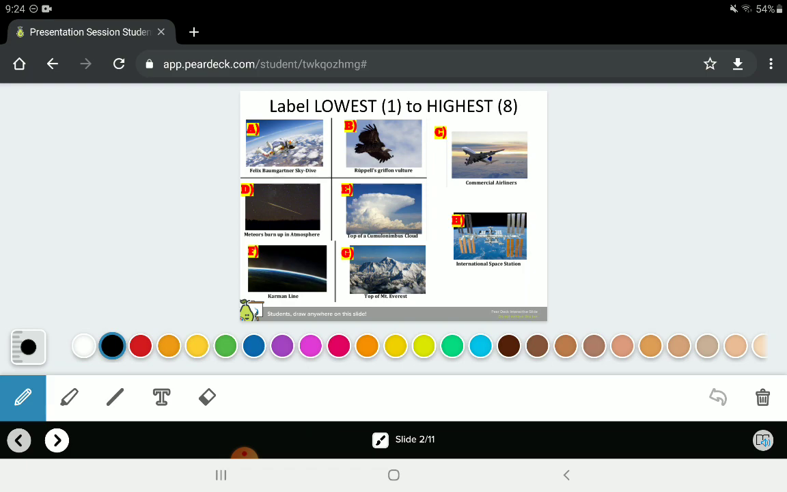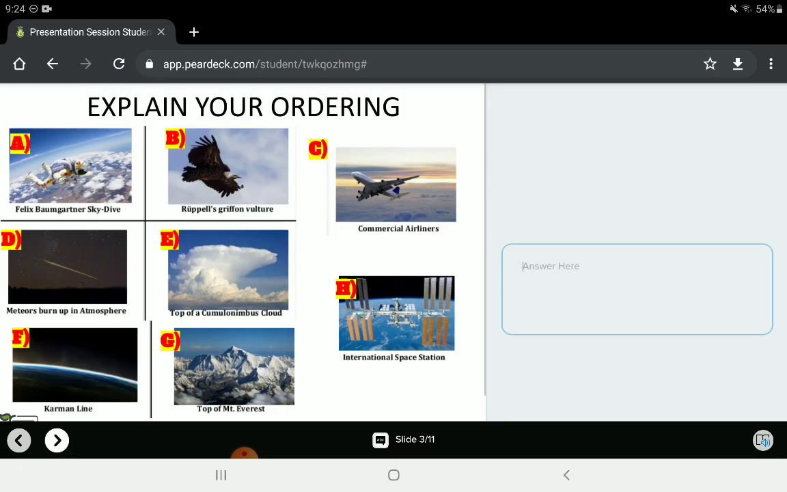E, top of a cumulonimbus cloud. F, the Kármán line. G, the top of Mount Everest. And then H, the International Space Station. So you're going to label 1 what you think is the lowest in our atmosphere and 8 what you think is the highest, and then try to label all the rest in between.